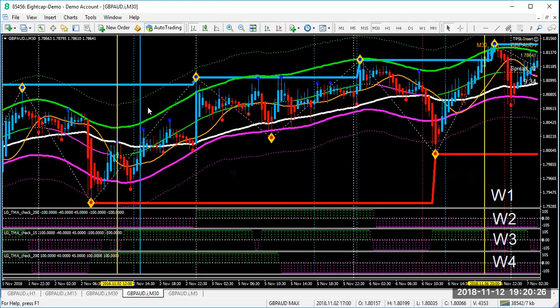Okay, so these lines, just when you have them, once again, tell you where price would like to end up, and generally, if you follow what price wants, you'll generally get there.